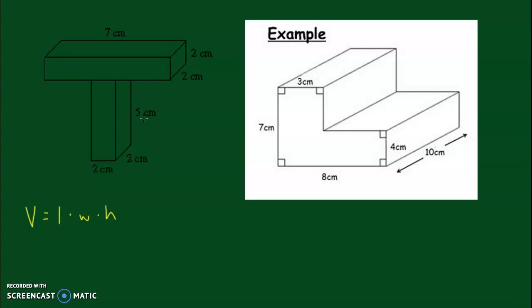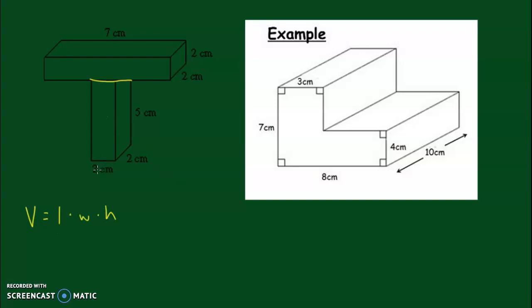There are 1, 2, 3, 4, 5, 6 numbers listed here though. So what we're going to do is we're going to look at this object as 2 separate objects. So we're going to find the volume of this portion first, then we're going to find the volume of this portion second, and then we're going to put them together.